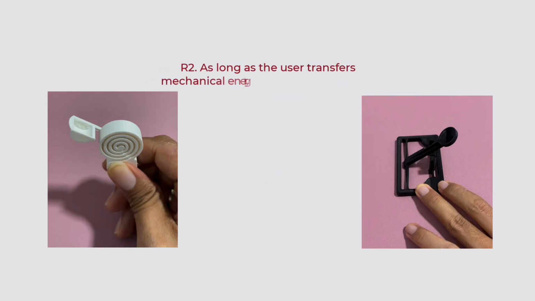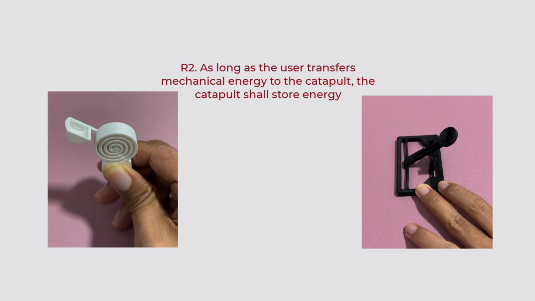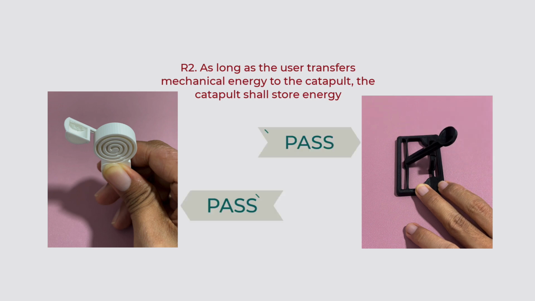Second, requirement 2 or R2. As long as the user transfers mechanical energy to the catapult, the catapult shall store energy. In the first design on the left, I can feel the spring being charged as I push. In the second design on the right, the rod flexes, tenses, and is ready to rebound when pressed. Since both designs store energy while being pushed, they satisfy requirement 2, R2.